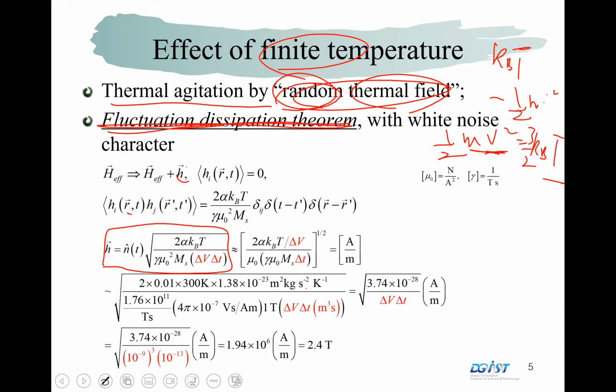Here, the small h is, as I said, a thermal field. And if you take a look, this part is actually the same as this one. So why do we take the square root and divide by delta V, delta t? Okay, if we believe this equation, what is the unit of the left-hand side? Physical unit.